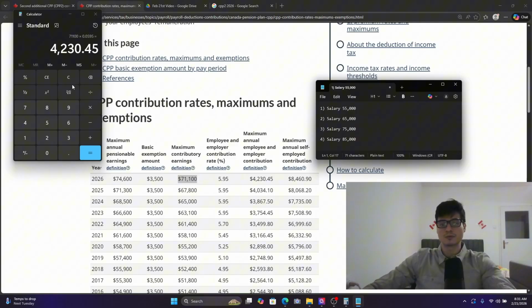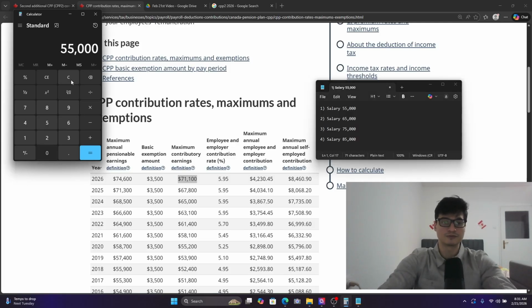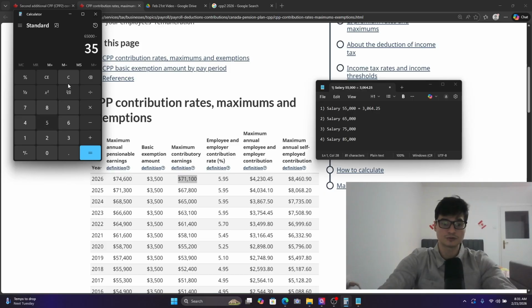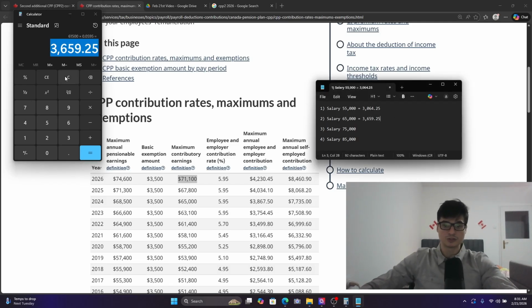That is under our maximal amount, so we only have CPP, we don't have CPP2. We do 55,000 minus that 3,500 basic exemption, multiplied by 0.0595, and we get 3,064.25. So that's the amount that we're paying. Under 65,000, again, it's below the range for the CPP2. So we multiply by 0.0595 and we get 3,695.25 as the amount that we're paying into our CPP contribution.